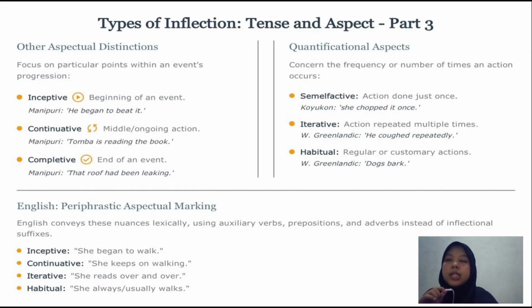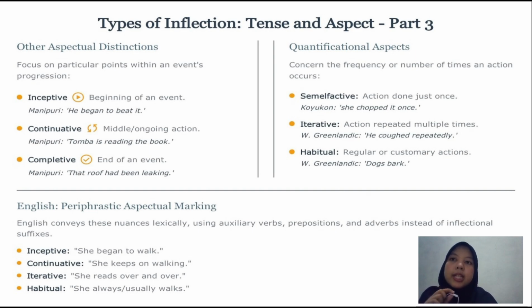For the last is habitual. A habitual describes an action that is typical, usual, or part of a routine. It does not happen just once or only in one situation. It happens repeatedly over time because it is normal behavior. For example, dogs bark. This sentence means that barking is something dogs usually do. It is a common, regular habit of dogs.